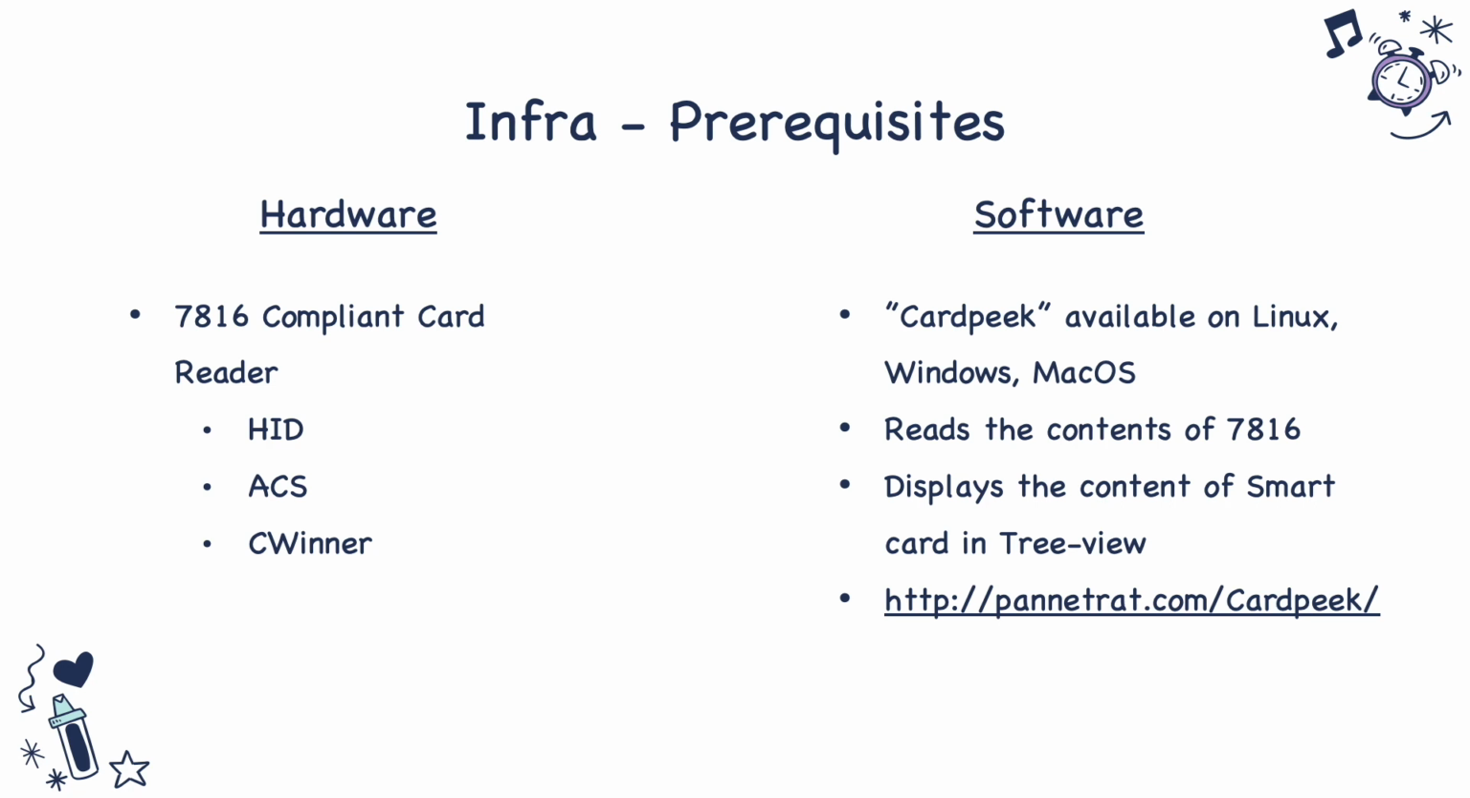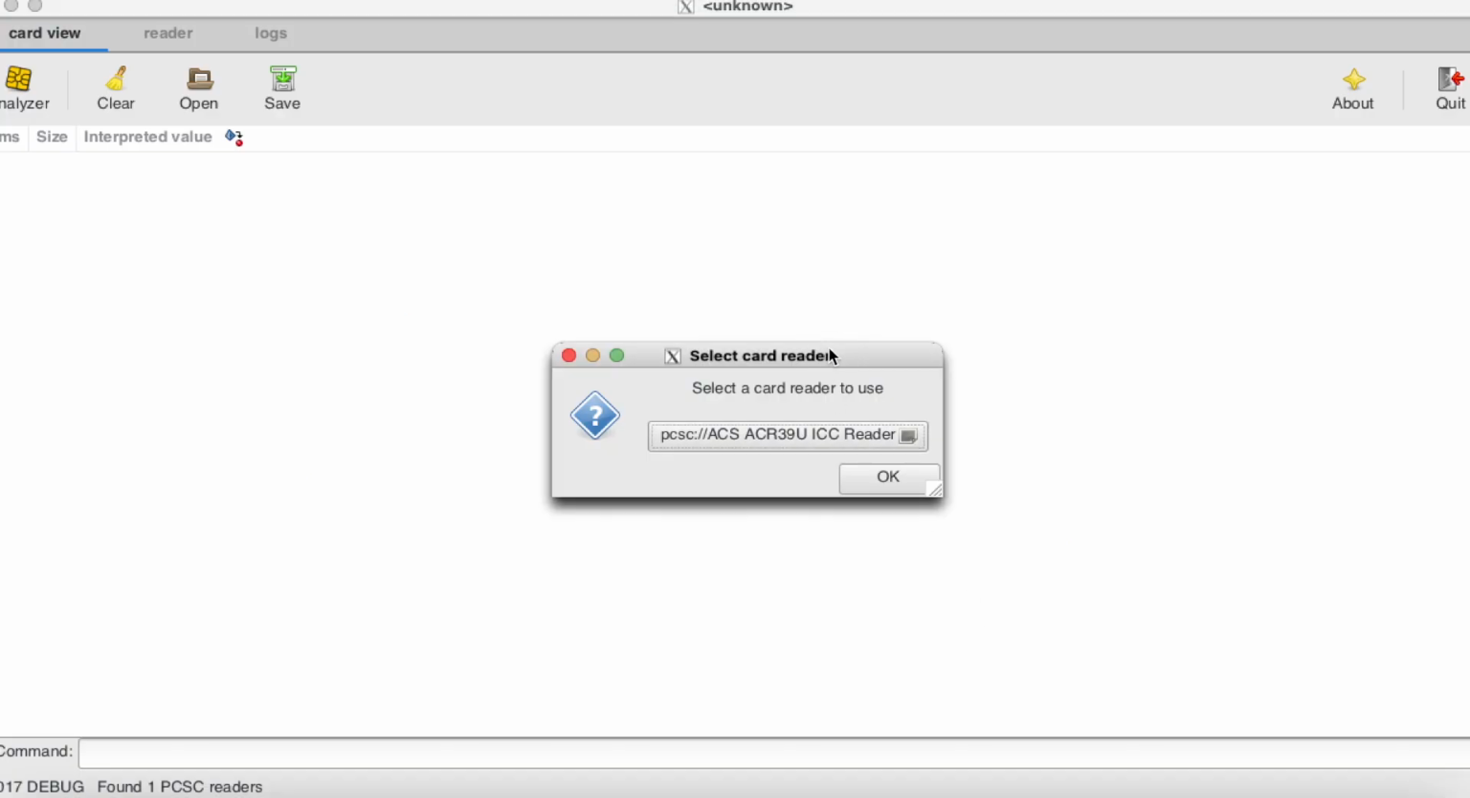Now let's jump into the content of the video. We open the CardPeek application. It displays the available card readers. I am using the ACS ACR39U reader, and I am selecting this particular card reader.